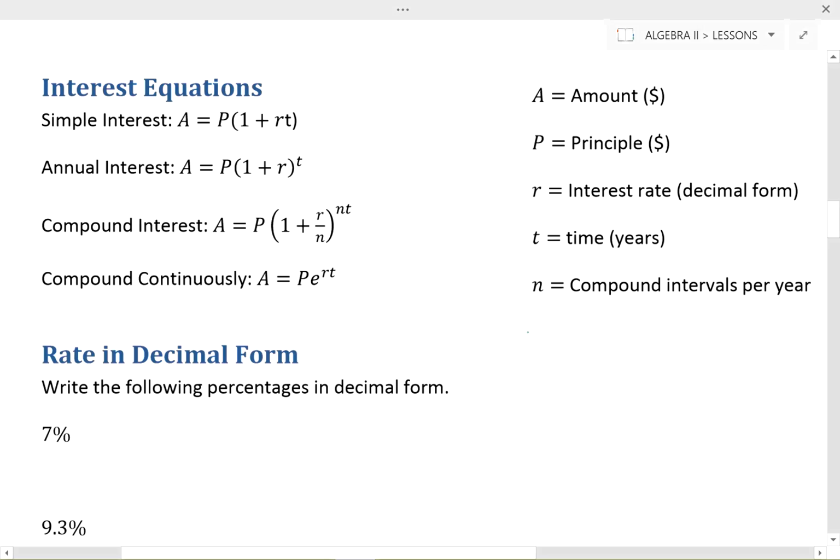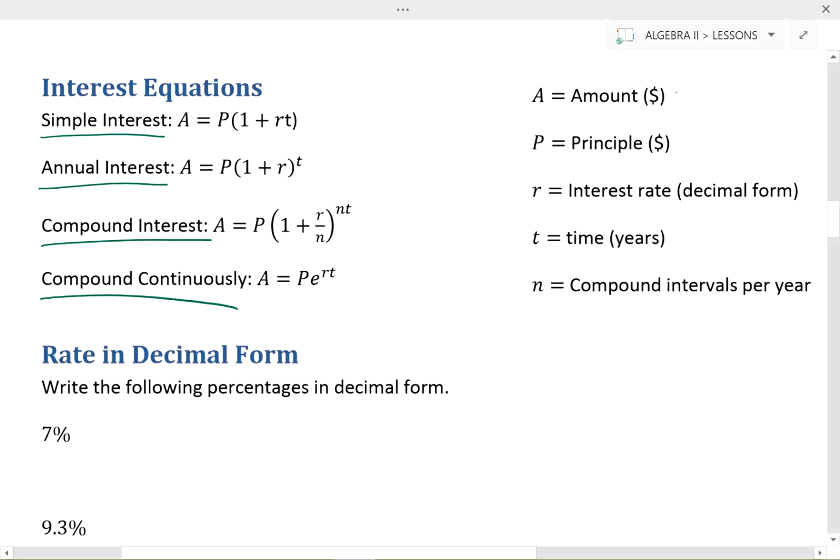And we're going to start to take a look at applications of exponential equations, specifically here in the context of the four basic interest equations. So we're going to be talking about money in this set of examples of exponential equations. There are four basic interest equations that are commonly used: simple interest, annual interest, compound interest, and compound continuously. So we're going to take a look at each of them separately.